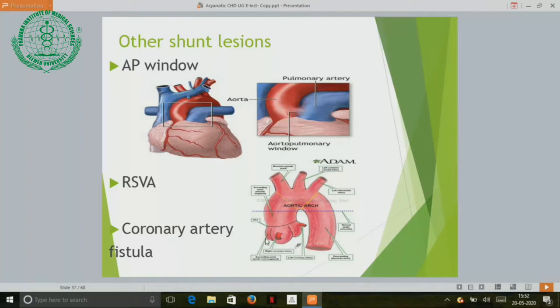And then the last one is coronary artery fistula. Now there are two coronary arteries, right coronary artery and left main coronary artery. After their origin, in their proximal course, if the coronary artery gets dilated and forms an aneurysm, and similarly opens into the right ventricle or right atrium, that is called coronary artery fistula. So rupture of sinus of Valsalva aneurysm and coronary artery fistula are very rare among all left to right shunt lesions.